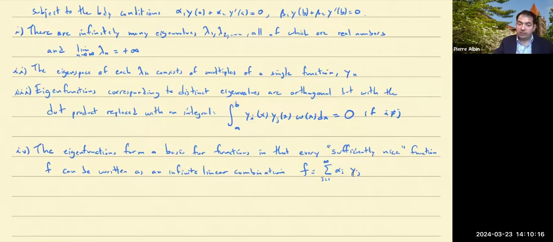Right, so here I put sufficiently nice in quotes. There are different meanings you can give to this infinite sum, and depending on what meaning you give to it, there are different conditions you need to put on f for this sum to work. If f is, say, continuous and its first derivative is continuous, then this sum converges in the usual sense at every point in the interior of the interval AB. So you can just think of this as meaning that.